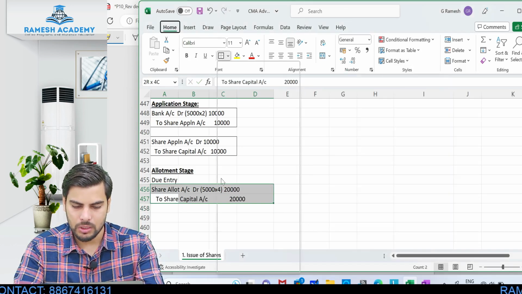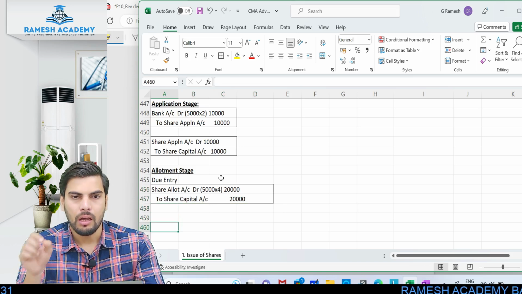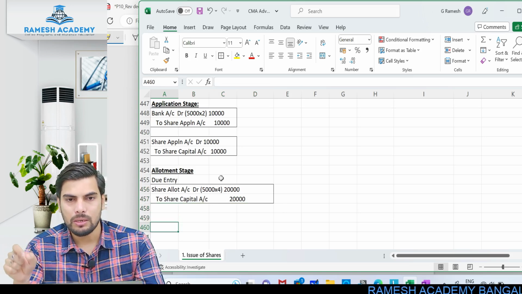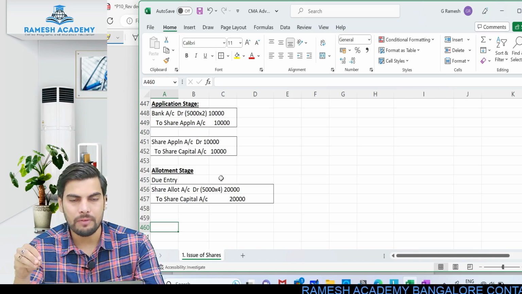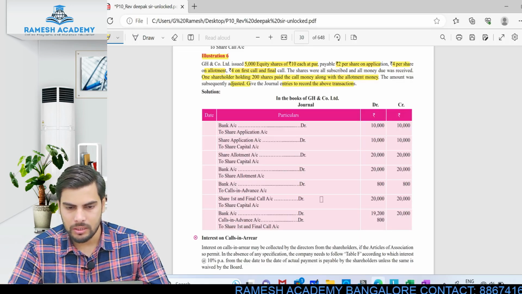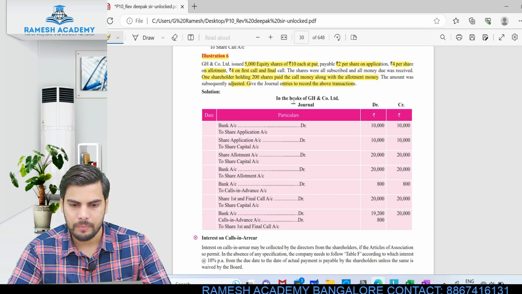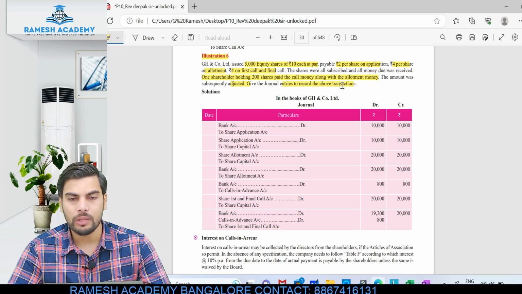Now after this, what do you think? This entire amount, was there any arrears or was the entire amount received? Here there are no calls in arrears, but there was a shareholder who paid the amount in advance. At the allotment stage itself, he also paid this first and final call. So let's read this particular adjustment once again. The shares were all subscribed and all the money due was received. One shareholder who was holding 200 shares paid the call money along with the allotment money.